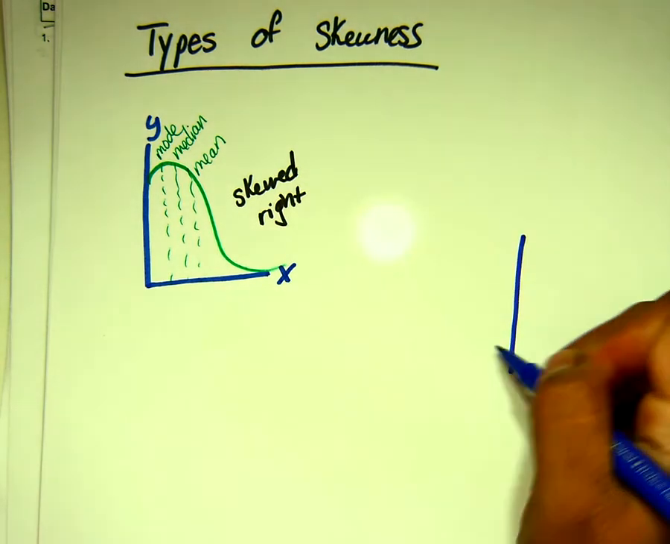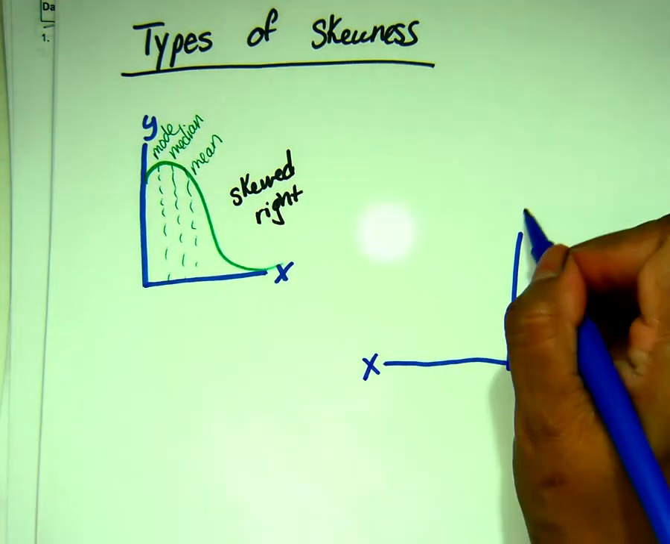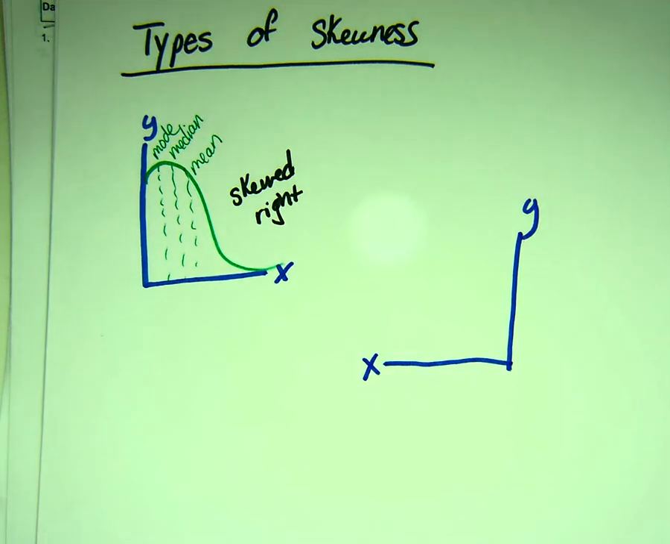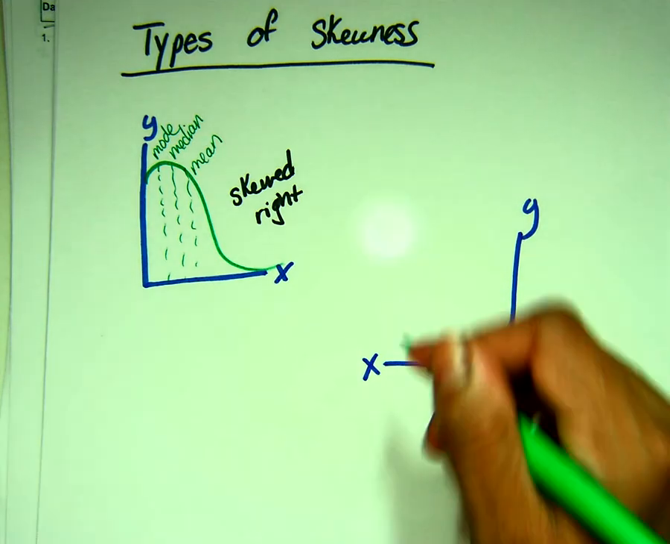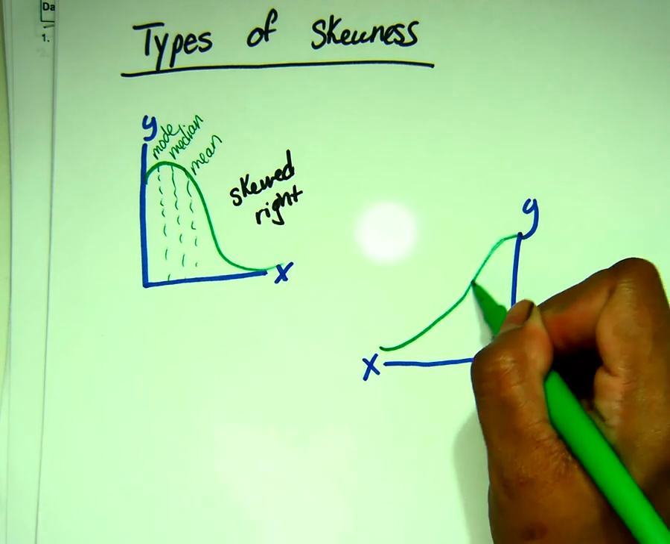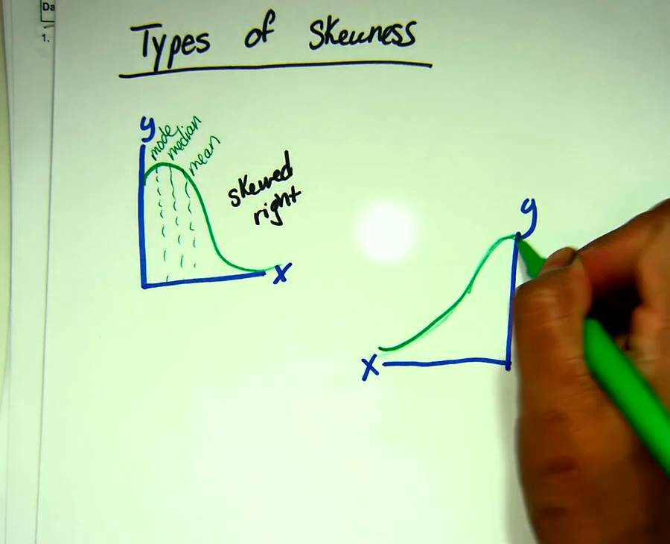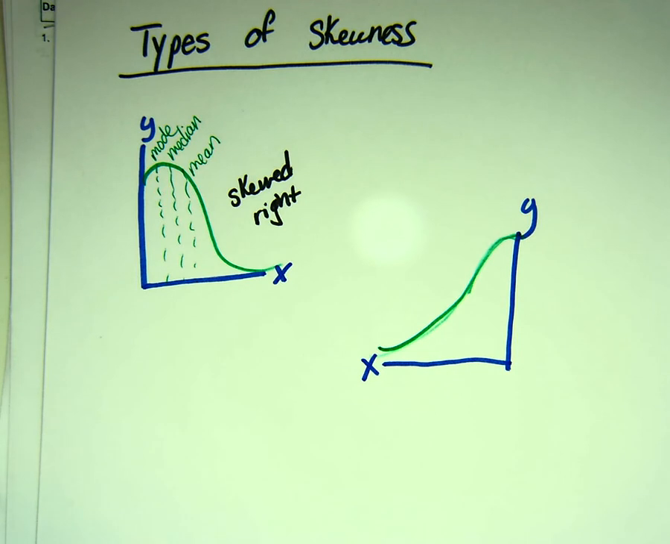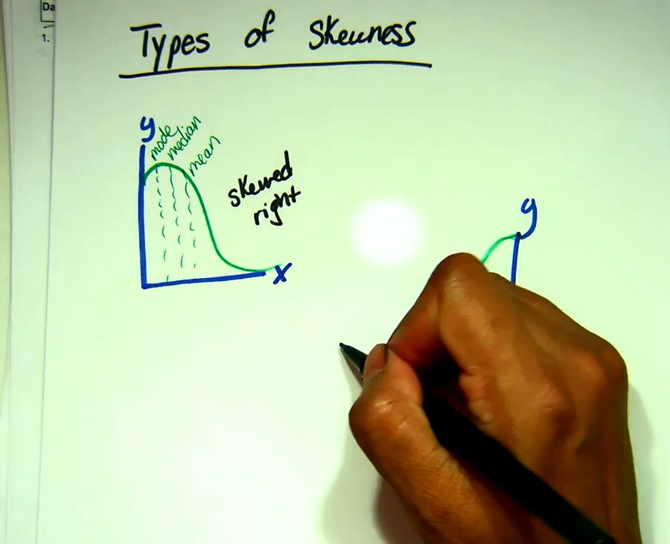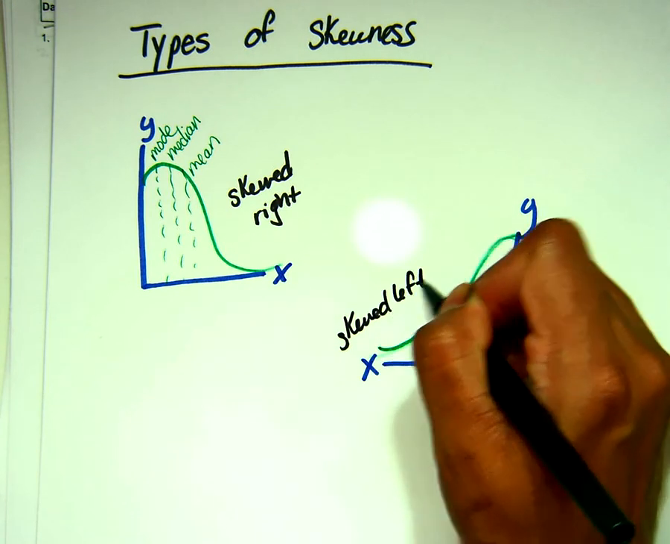Where it's the opposite of that, again, you still pertain to the x-axis and y-axis, you will also have skewed left. So skewed left will have a tail on the left-hand side and a big hump on the right-hand side. So you're looking at the tail on the left. So this one is skewed left. And this is a sudden change of direction.